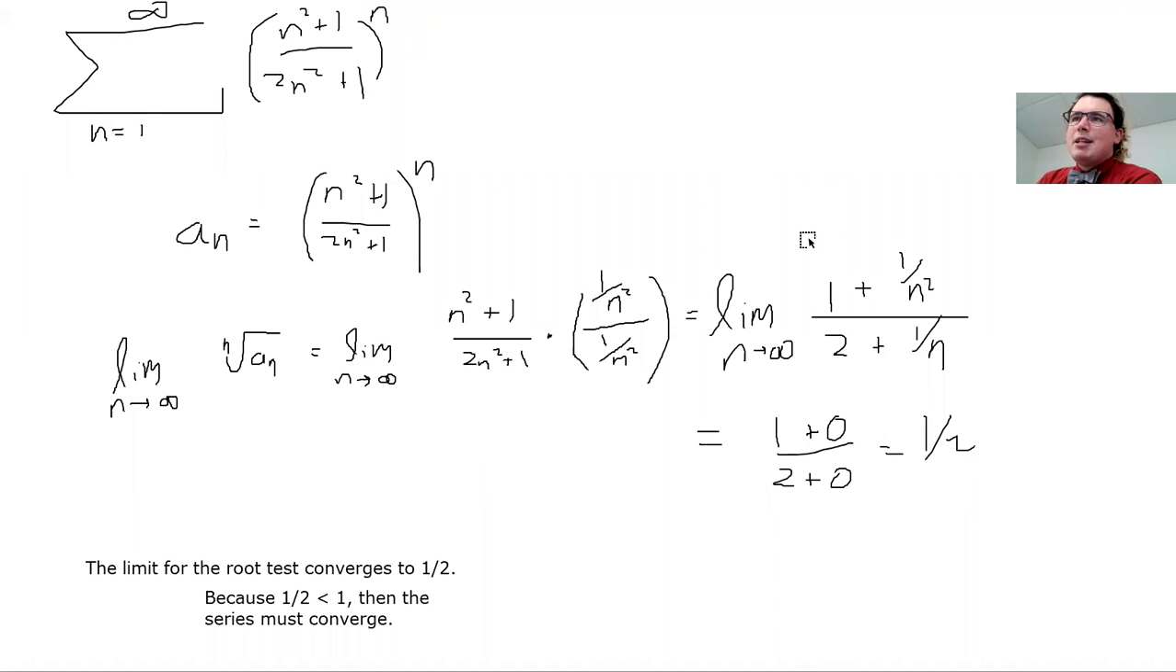If the limit is greater than 1, the series diverges. And if the limit equals 1, that's the edge case. That's not enough information. It could go either way. I would need to take a different test to figure out whether or not the series I want actually converges to a real number.